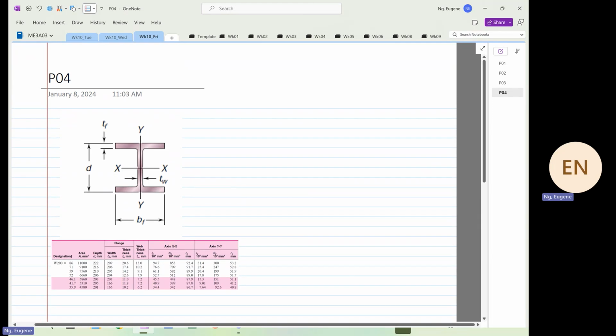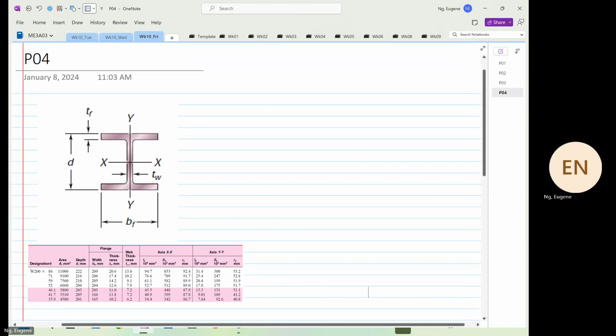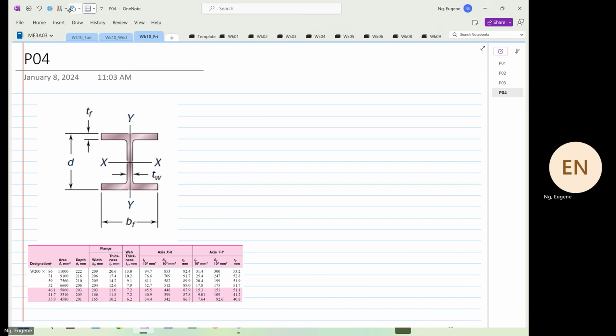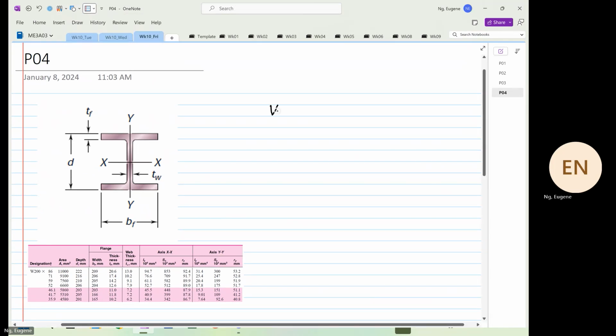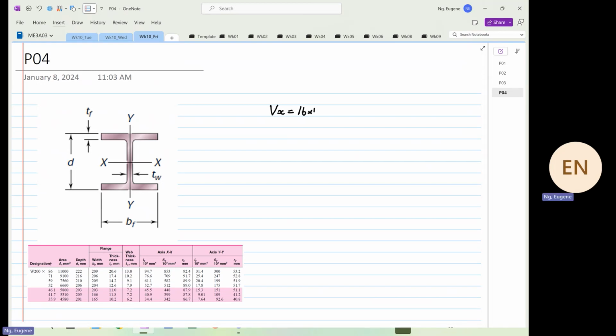So we want to focus on Vx first. And we know that Vx is equal to 16 times 10 to the power 3 Newton, because we know that both are coming out this way. So we know element A is over here. We construct the shear flow.